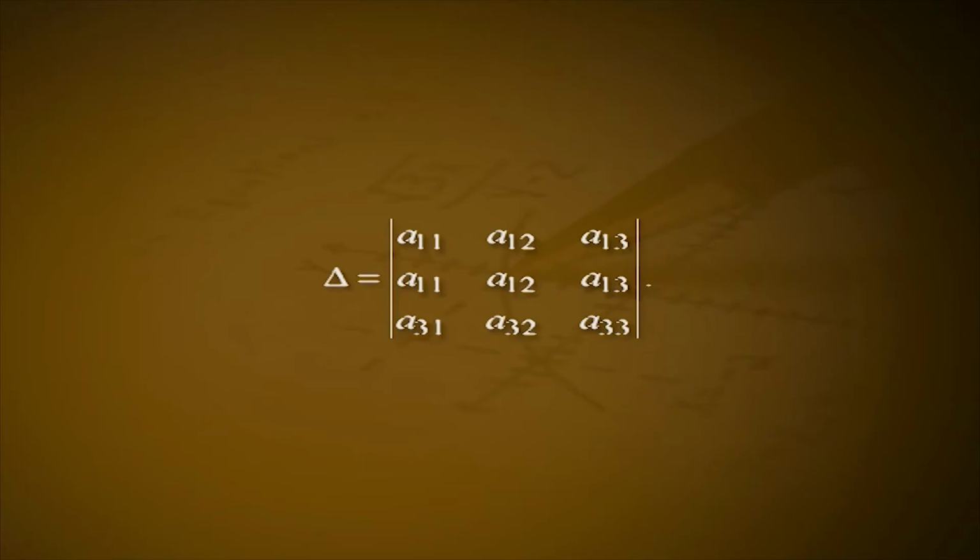Proof of property 3. Suppose determinant of a 3 by 3 matrix has two identical rows, say delta is equal to determinant of A11, A12, A13, A11, A12, A13, A31, A32, A33. Suppose we interchange the first and second rows of the above determinant to obtain the determinant delta dash, then by property 2, delta dash is equal to minus delta, equation 1.